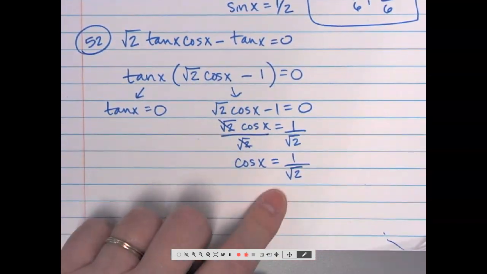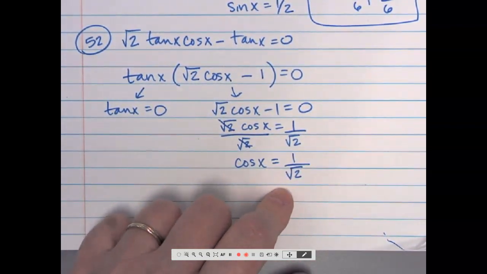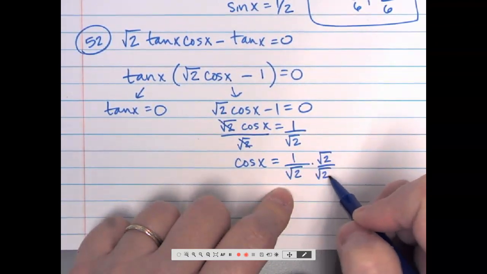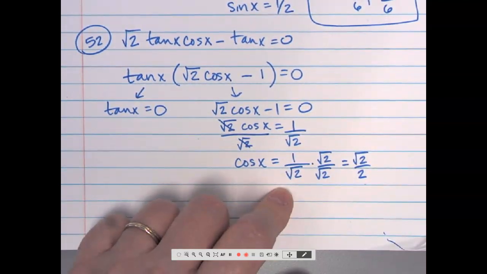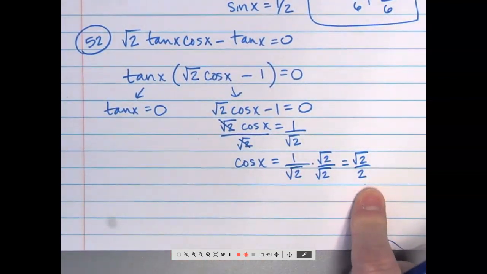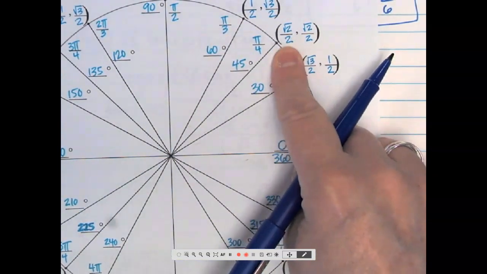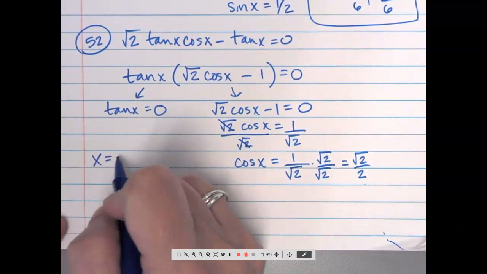Now, I would say this is ready for the unit circle to find answers, but you're not going to find an exact match for the way this fraction looks. But if we rationalize that, then we will find some answers that match with that. So I'm looking for where cosine is square root of 2 over 2. Cosine is your x coordinate. Square root of 2 over 2 and square root of 2 over 2. So that is pi over 4 and 7 pi over 4.